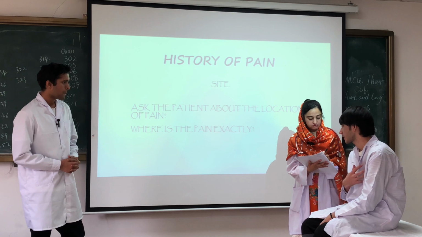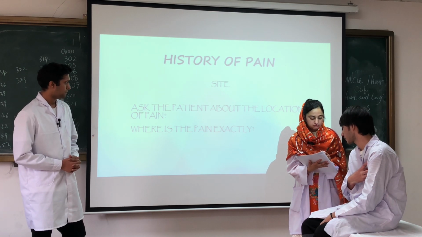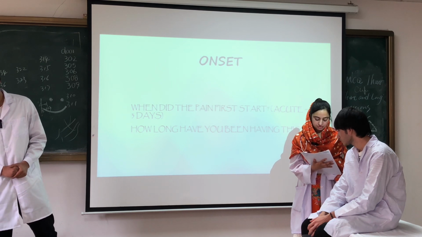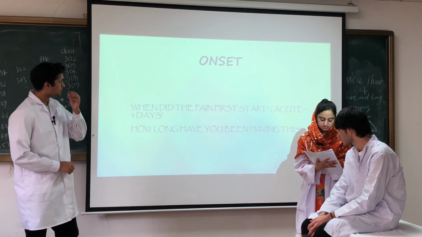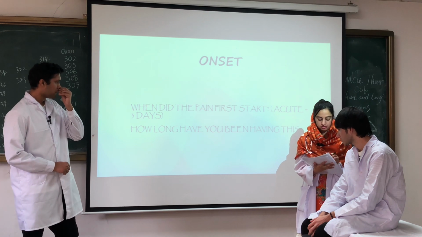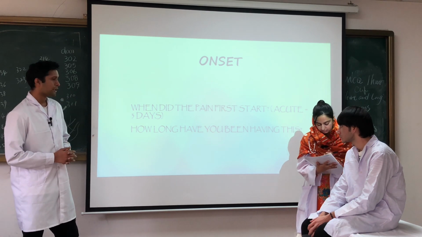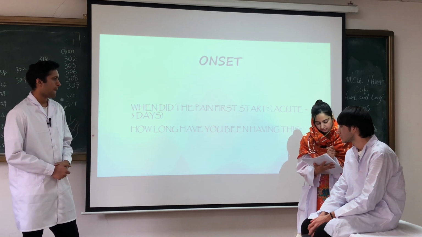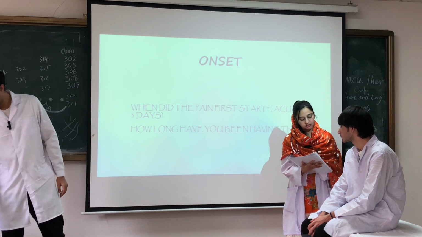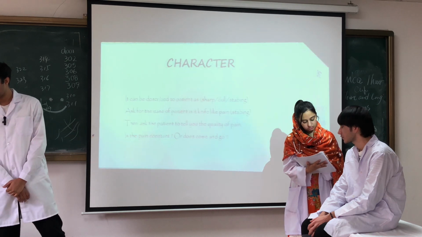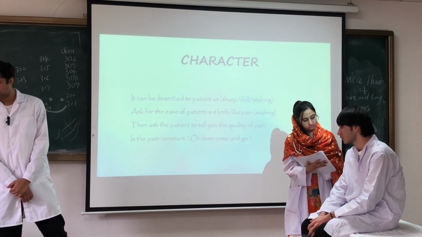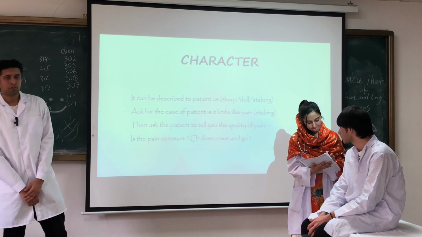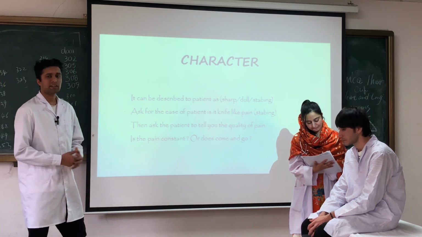I'm having pain exactly right here, left side of my chest. Okay. Onset. When did the pain first start? If it is from 3 days, then it is acute pain. How long have you been having this pain? When did the pain start? Almost 5 to 6 days ago. How long have you been having this? Almost 1 month. From there onwards, we can move to the character of the pain.